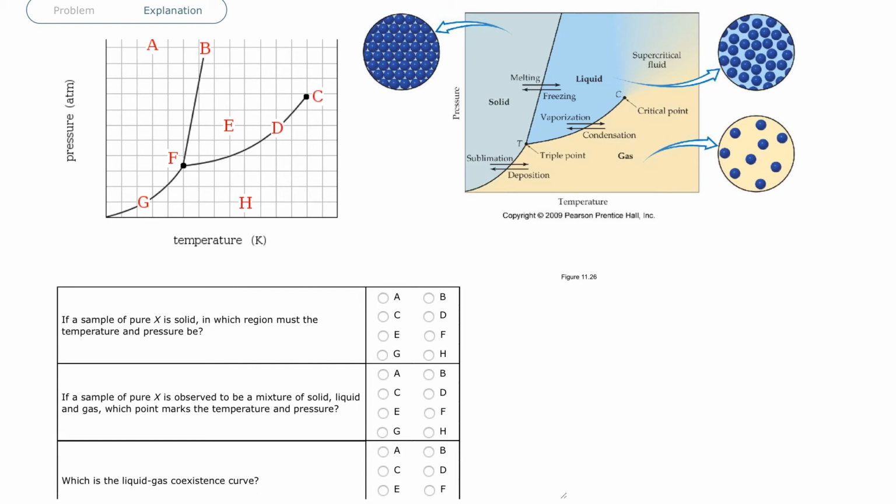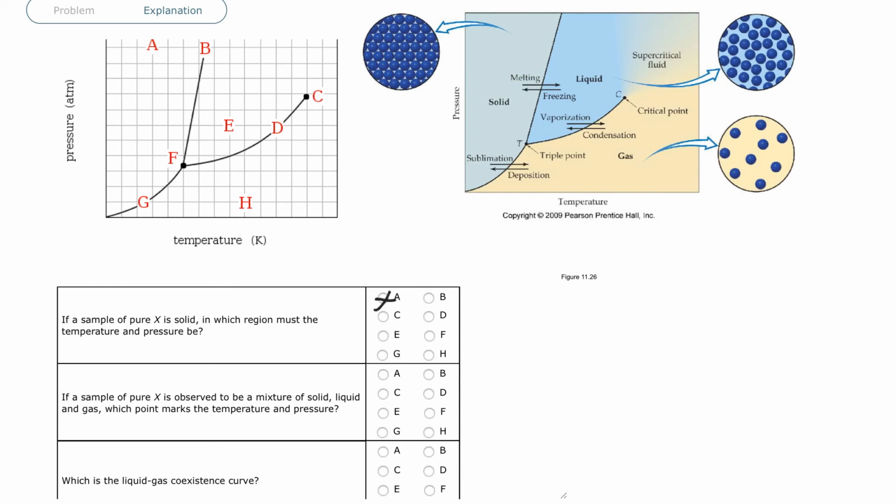So they're going to ask you some questions. See if we can answer them. The first question says, if a sample of pure X is solid, in what region must the temperature and pressure be? Well, solid means that it's to the left of the FB line, and so that's region A. So you would just say region A.